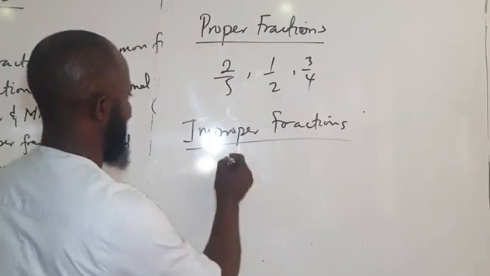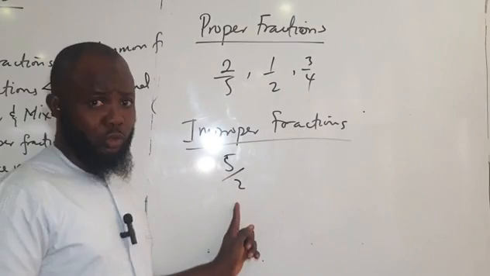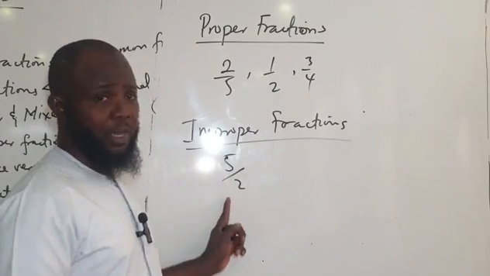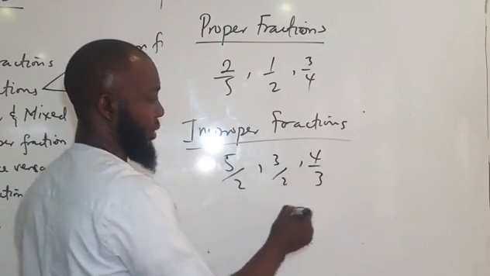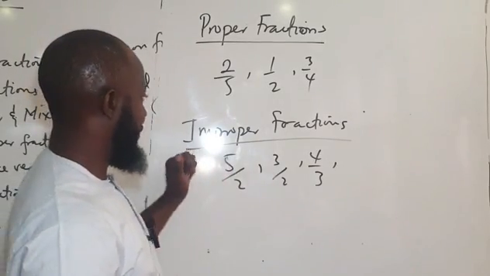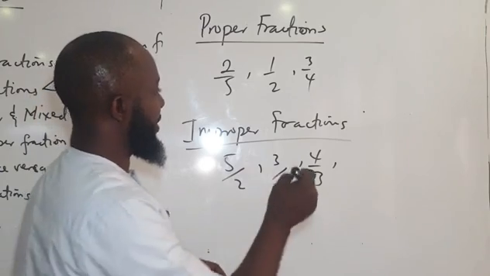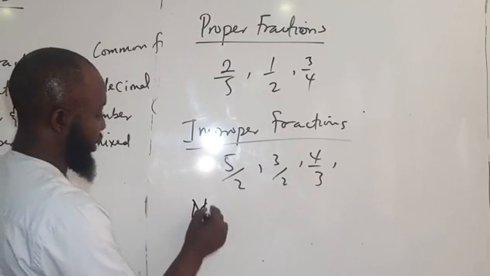So an example is when you have 5 over 2 now. Because 5 is at the top and 2 is at the bottom, in that case, this is an improper fraction. Then we have 3 over 2, 4 over 3, and so on and so forth. That is an improper fraction. Then the last one, which is what? Mixed fraction, mixed number.